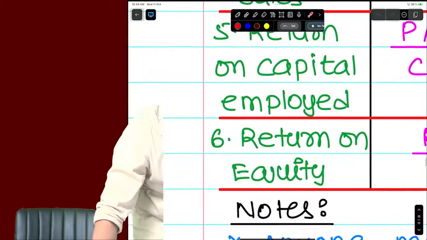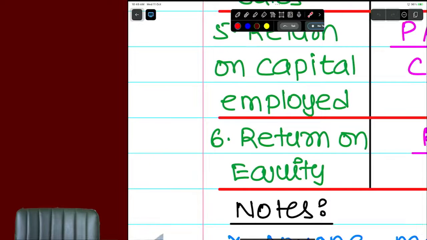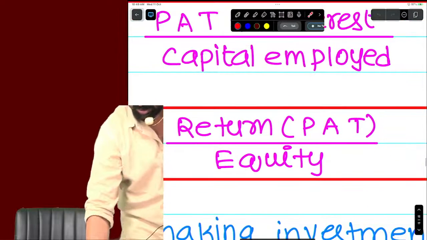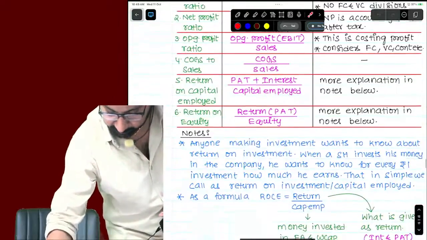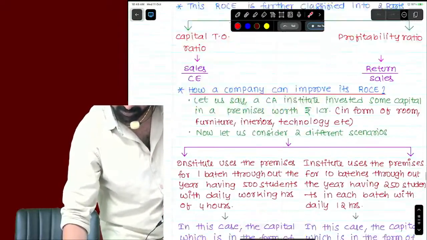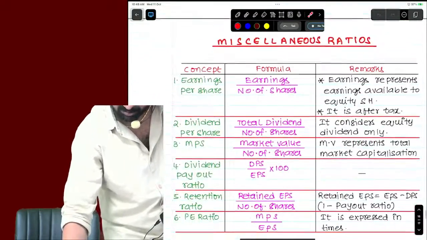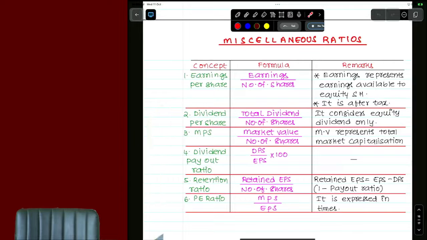What is the next one here? Return on equity. Now tell me. Whether you include preference or not is entirely at discretion. Equity shareholders expect a return called PAT. So tell the formula. Return on equity means return by equity. What is return? PAT. Below, equity. That's the formula: PAT divided by equity investment. With this, we have completed profitability ratios. This is all analysis. What is the last one? Miscellaneous ratios. Profitability is completed up to there.